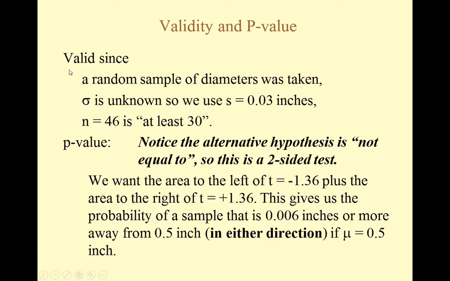It's valid since a random sample of diameters was taken, sigma is unknown, so we're using the sample standard deviation of 0.03, and n equal to 46 is at least 30.